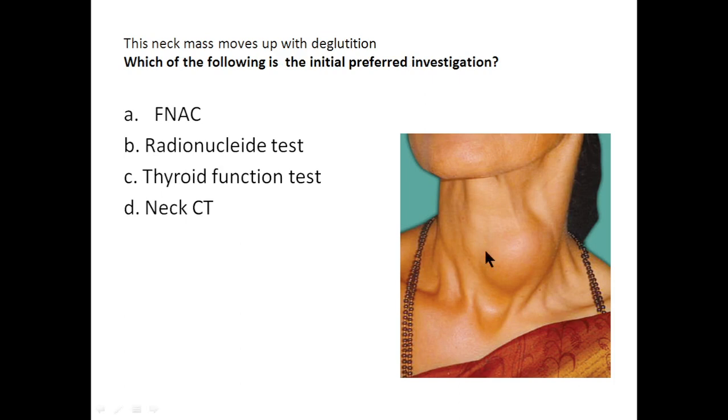Okay, the same lady with the same nodule which moves up with deglutition. Which of the following is the initial preferred investigation? Fine needle, ولا scan, ولا thyroid function test, ولا next. Of these options, you have to start with thyroid function test. لازم تعرف الست دي euthyroid, ولا hyperthyroid, ولا hypothyroid. Okay? قبل ما تنتقل للي بعد كده تعمل الترا سونوجرافي، تعمل فاين نيدل، انما تتعامل معاها من غير ما تعرف الثايرويد بروفايل ستاتس بتاعتها مش منطقي. So in this slide go for C.